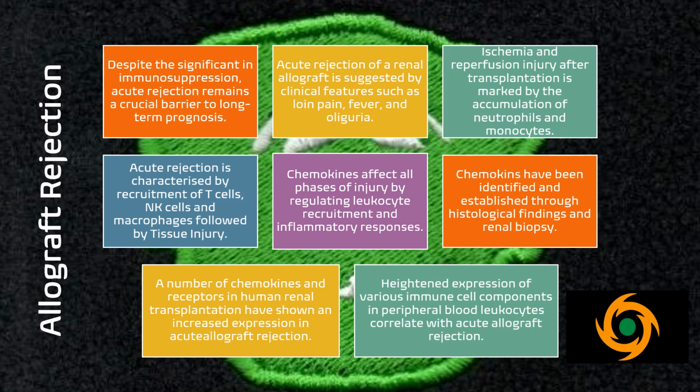monocytes. Acute rejection is characterized by recruitment of T cells, natural killer cells, and macrophages, followed by tissue injury, which can be pivotal. Chemokines also affect all phases of injury by regulating leukocyte recruitment and inflammatory responses. Chemokines have also been identified and established through histological findings in investigations such as renal biopsies.